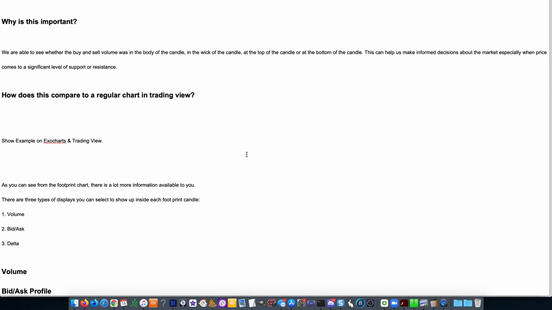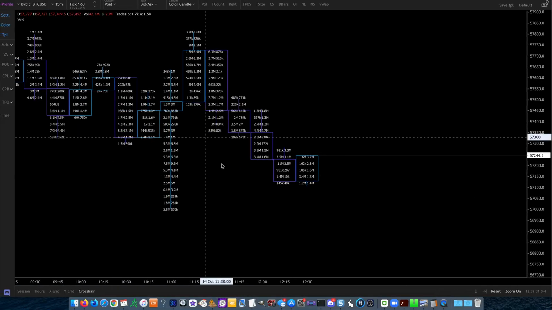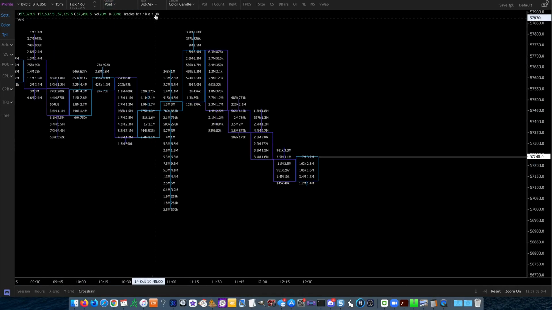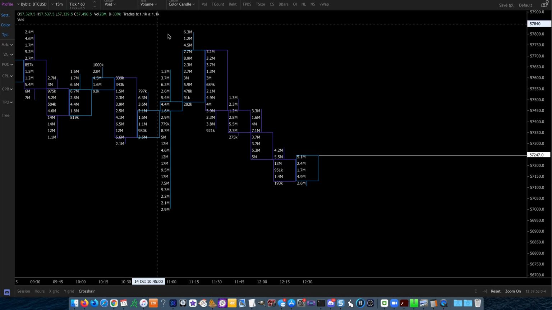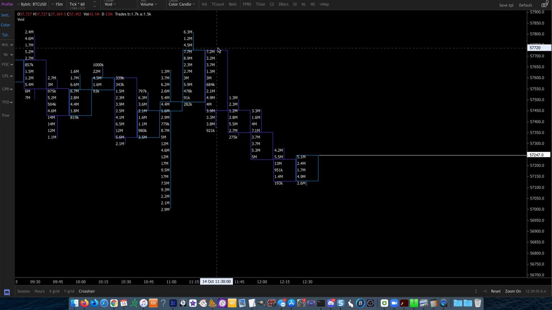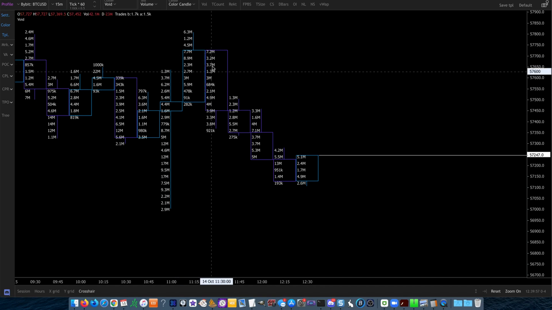And for this information, there are 3 different types of displays that you can select that will show up inside of a footprint chart. If you're in ExoCharts, you're going to come over to the top where it says text, and you're going to click that. There are 3 different choices: volume, delta, and bid-ask. Now, the volume is going to give you the overall volume of buys and sells together.